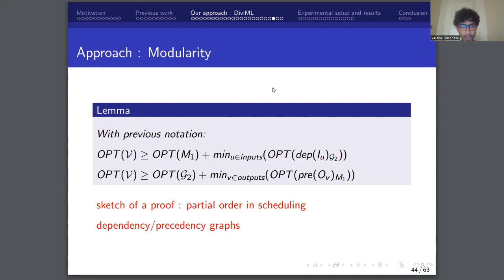And we managed to obtain a lower bound on the global solution of G based on optimal solutions of M_1, optimal solution of G_2, and optimal solutions of the dependency graphs and precedency graphs of the inputs and outputs. And we can see this can lead to a global lower bound of up to G when repeating this recursively on opt of G_2 and on the dependency and precedency graphs, where in the end we'll only need to compute optimal solutions for modules or for subgraphs of modules. A sketch of the proof and further details can also be found in the paper.